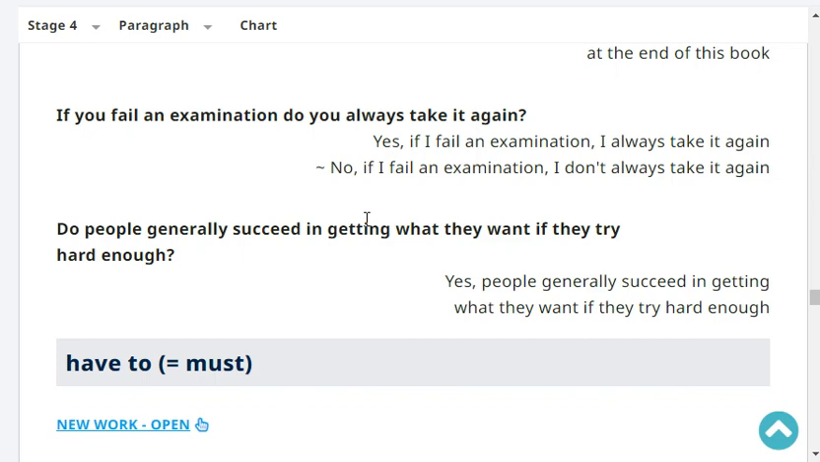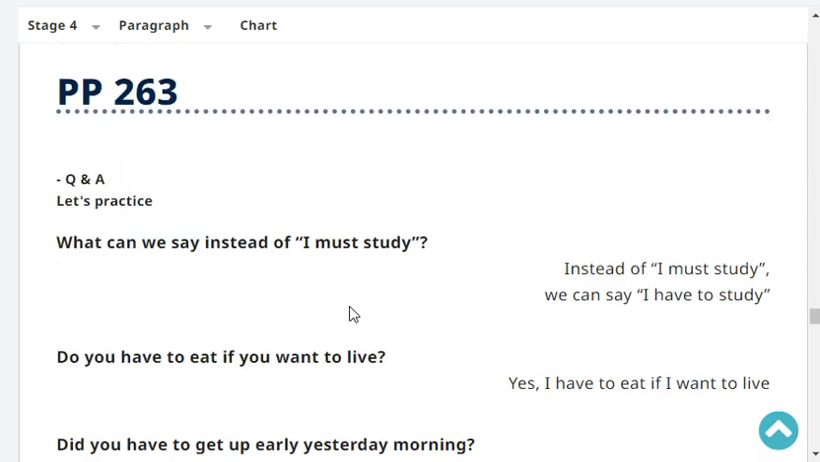Yes, people generally succeed in getting what they want. One more. In getting what they want, if they try hard enough. Very good. Okay. What can we say instead of I must study?